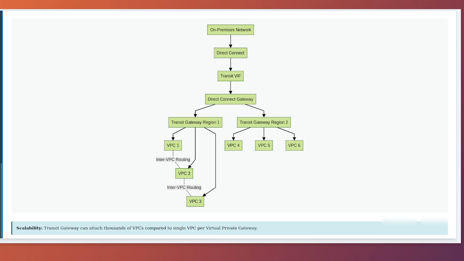One important consideration is that Transit Gateway charges per attachment and per gigabyte of data processed. While the routing flexibility is valuable, you should factor these costs into your architecture decisions. For smaller deployments with only a few VPCs, the traditional virtual private gateway approach might be more cost-effective. For larger deployments with dozens or hundreds of VPCs, Transit Gateway becomes essential and cost-effective, despite the per gigabyte charges.